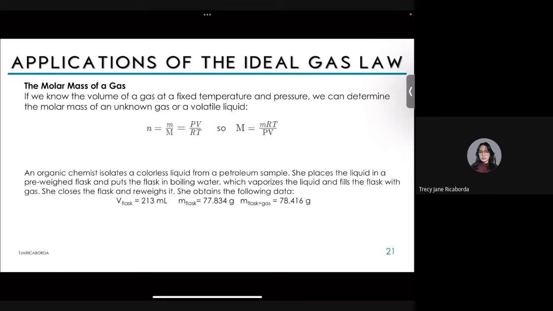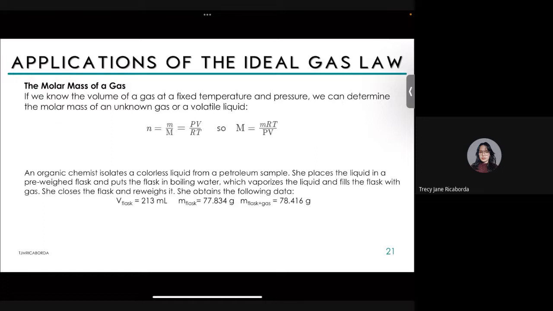What's a volatile liquid? It's a liquid that easily evaporates. So that's a volatile liquid. Think of alcohol. Di ba yung alcohol kahit na ipahid mo lang sa kamay mo, madali siyang magda-dry compared to water or compared to oil. Hindi masyadong madaling mag-evaporate. So that is what a volatile liquid is.